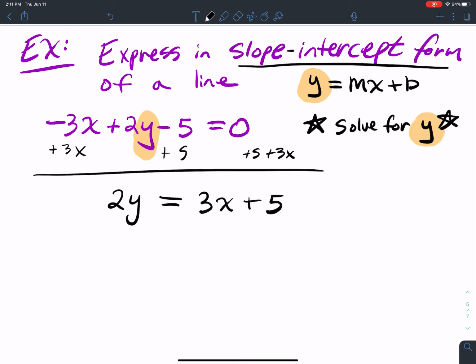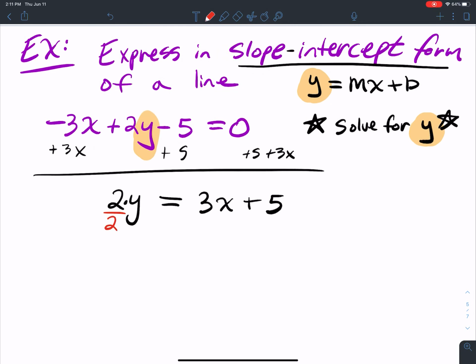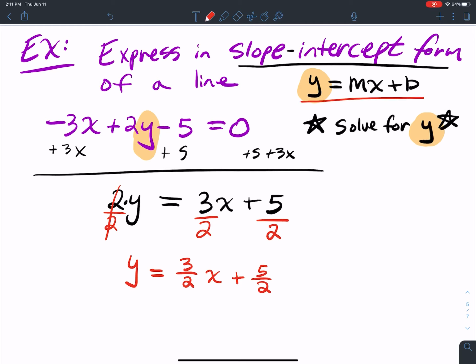Now to get y by itself, the inverse of multiplication is division. So I divide. If I divide one side by 2, I divide everything by 2. And so I have y equals 3 over 2 x plus 5 over 2. Okay? Now, the powerful thing about the slope-intercept form of a line, this is really probably the easiest way to graph a line.